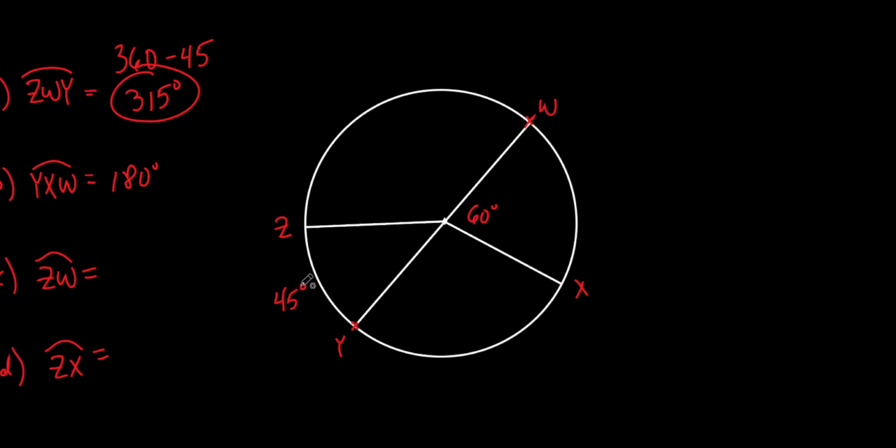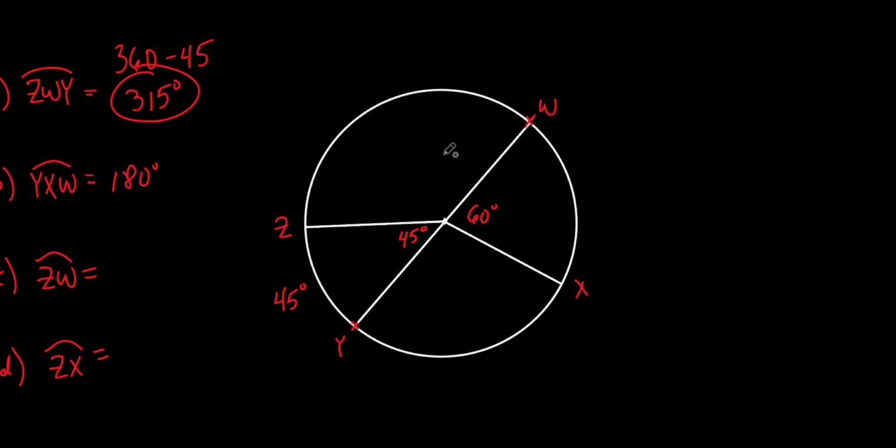If this is 45, sometimes I like looking at the central angles more than I like looking at the arcs because they're kind of closer to each other. Do you see that? All right, that's kind of what I like to do. So watch, I want to find ZW. So I want to find this angle. If I find that angle, that arc's going to be the same exact thing.